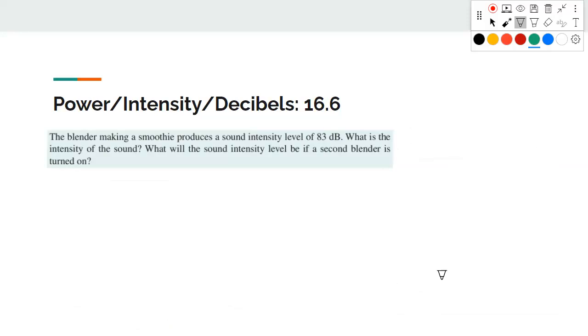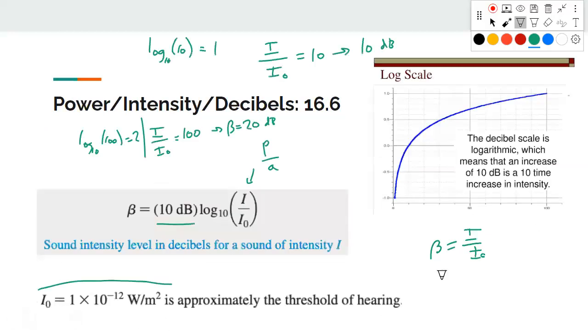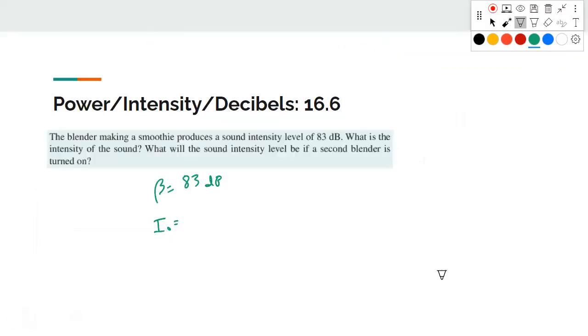Okay, so to find the intensity of the sound, our beta is 83 decibels, and we'll need to always have this value of I naught ready to go. So it's 10 to the minus 12 watts per square meter. And that decibel formula was just 10 dB times log base 10 of I over I naught.